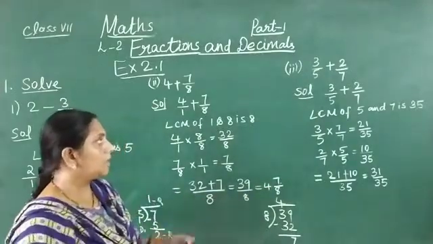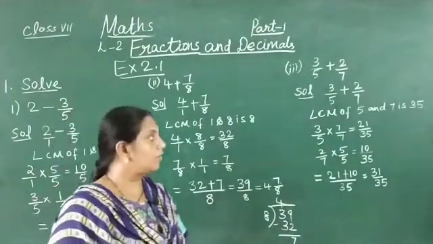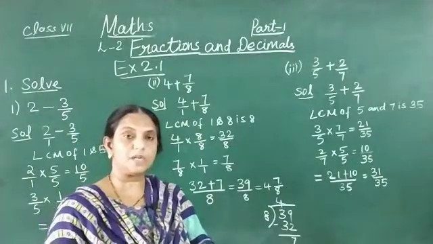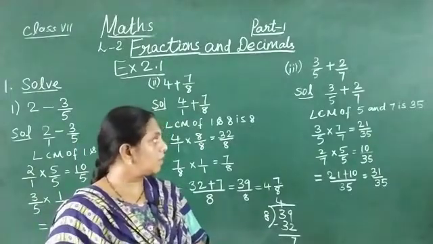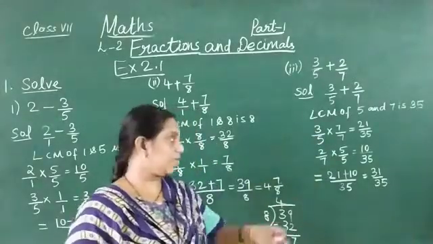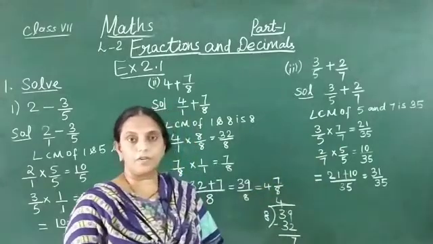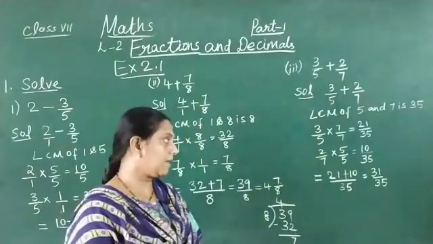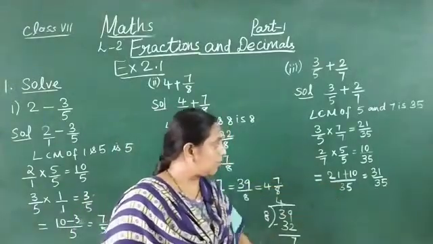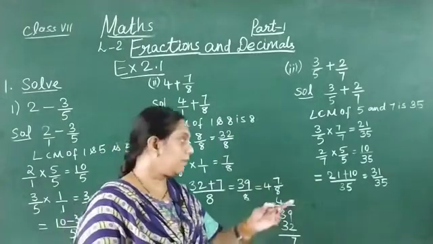Now the third one is 3 by 5 plus 2 by 7. Both are fractions, so we have to take the LCM. The LCM of 5 and 7 is 35. 7 5s are 35. So 3 by 5 multiplied by 7 by 7, you will get 3 7s are 21 and 5 7s are 35. 2 by 7 multiplied by 5 by 5, 5 2s are 10 and 7 5s are 35. Now 21 plus 10 divided by 35. 21 plus 10 is 31. So 31 by 35. It is a proper fraction.